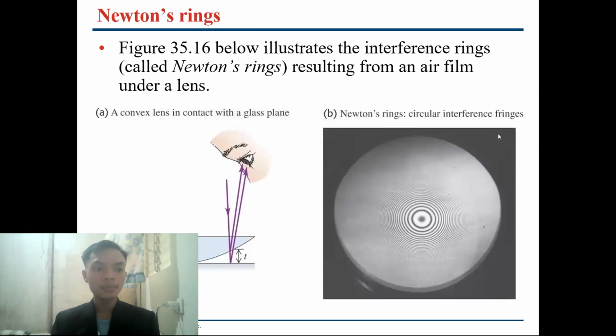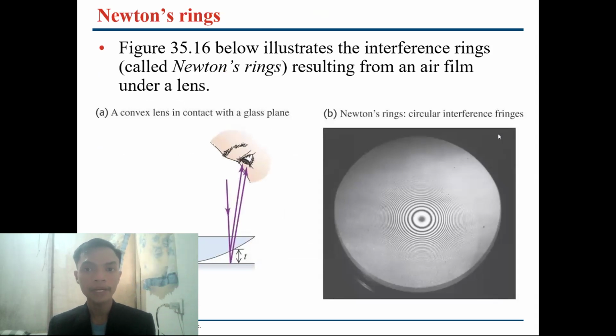So let's proceed with the Newton's rings. As shown in figure 35.16 below, it illustrates the interference rings called the Newton's rings, resulting from an air film under a lens. Figure A shows a convex lens in contact with a glass plane, while figure B shows the Newton's rings in its circular interference fringes.